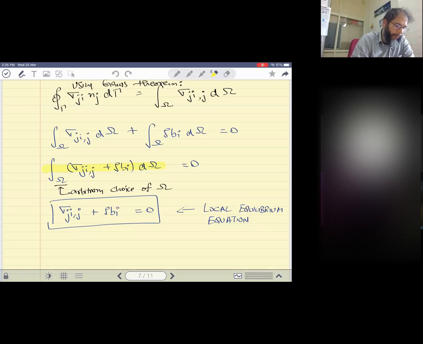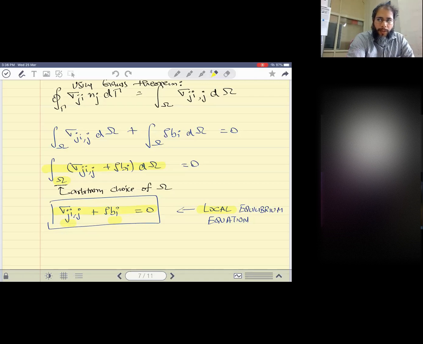So our choice of omega for the force equilibrium is arbitrary. That means the term under the integral has to be identically 0, which results in the local equilibrium equation. The reason we use the word local is that it is valid at each and every point in the domain. The body force Bi and sigma are defined at some point; we took an arbitrary point P. So it is local in the sense of its applicability to every point inside the domain, and you can apply this equation at every point inside the domain.